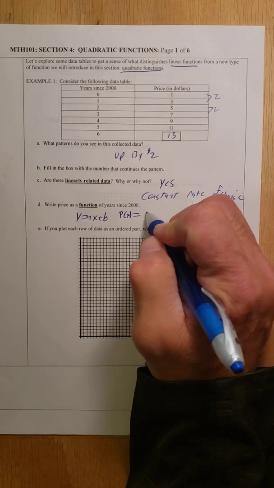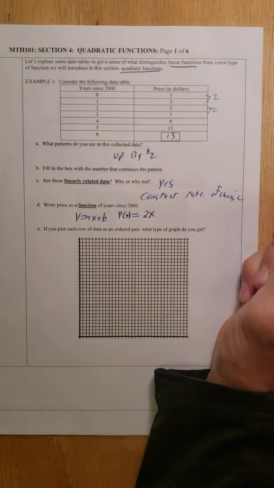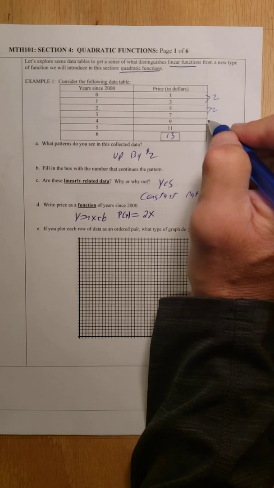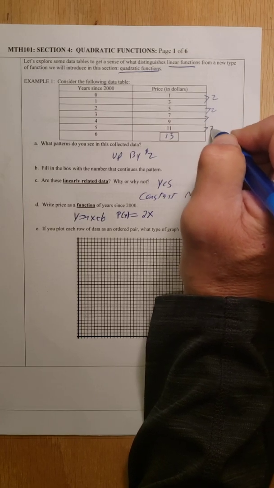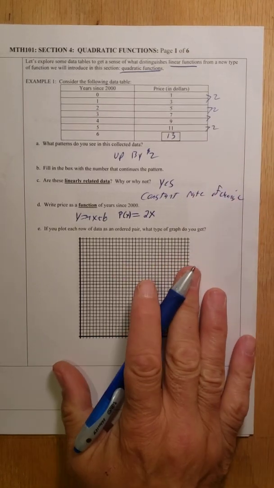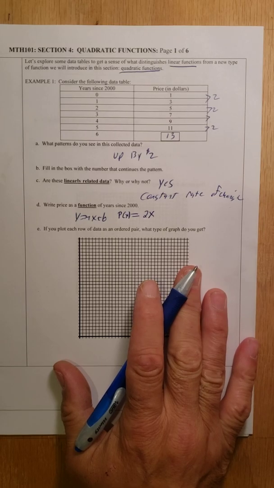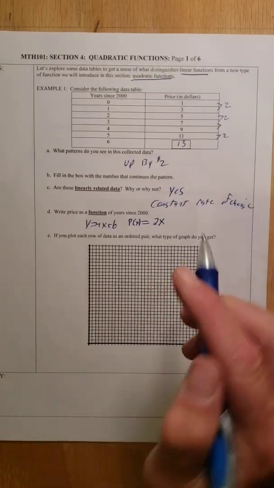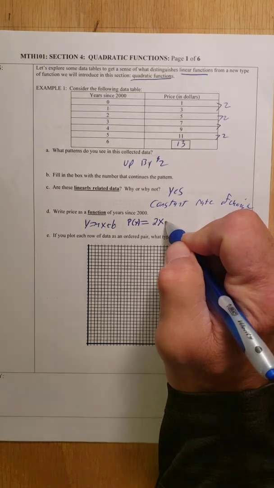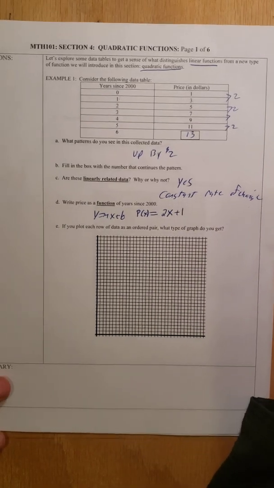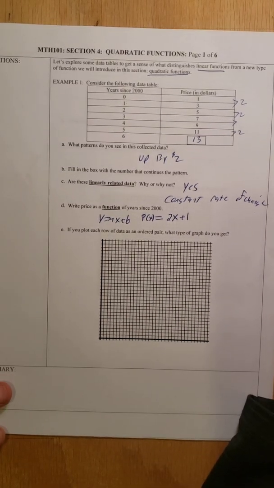What are we going to do here? My slope is 2, right? That's my constant rate of change. And then how do I find my y-intercept? Well, it's when x equals 0, so I think it's just 2x plus 1. Okay, so that's pretty good.